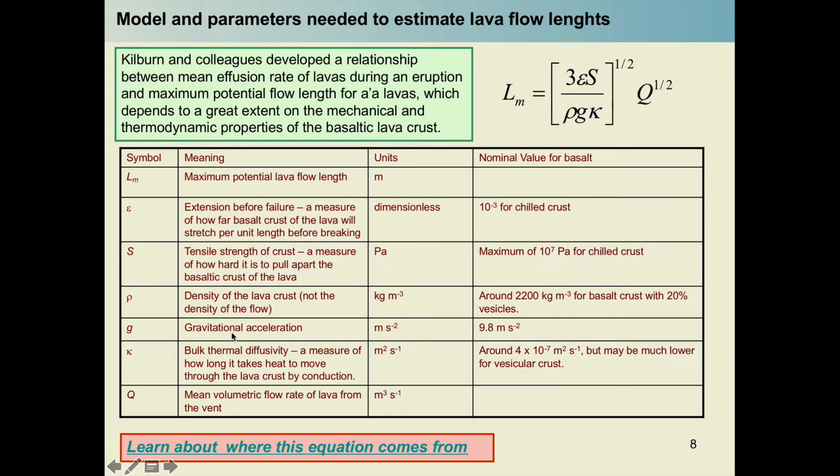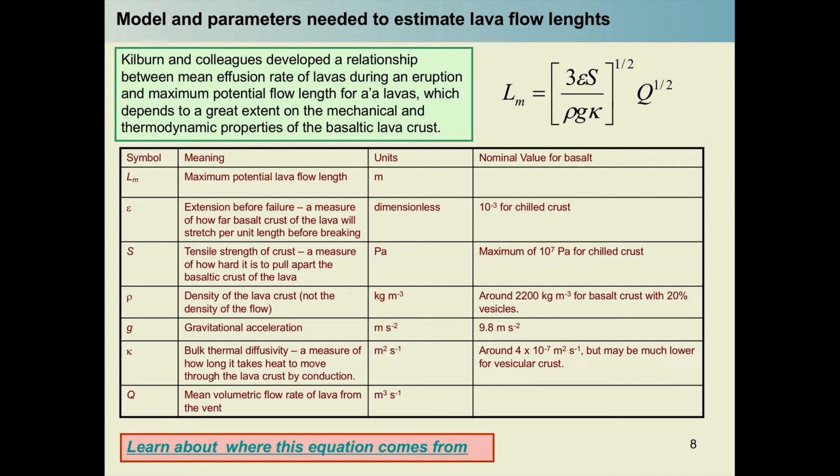G is the gravitational acceleration constant in meters per second squared. That's 9.8 meters per second squared. Kappa is bulk thermal diffusivity. It's a measure of how long it takes heat to move through the crust by conduction. It's given in meters squared per second. It's a diffusion parameter. And the value you'll use is around 4 times 10 to the minus 7th meters squared per second. So this is a limiting value.